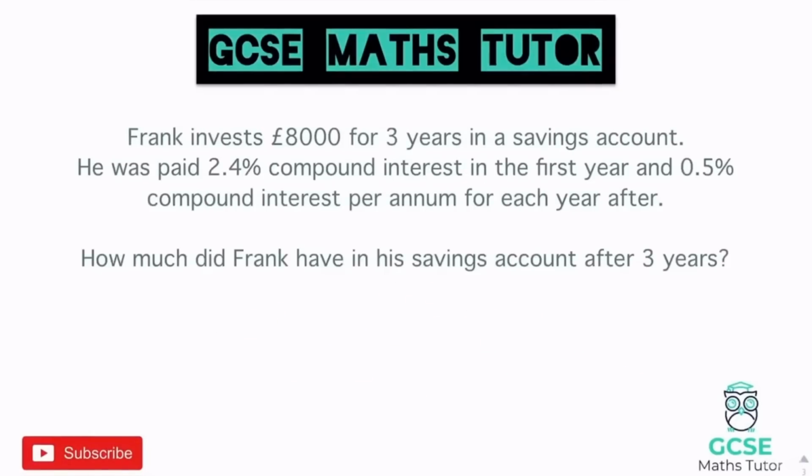Okay, so Frank invests £8,000 for 3 years in a savings account. He's paid 2.4% compound interest in the first year and 0.5% compound interest per annum for each year after. And that word per annum again just means per year.